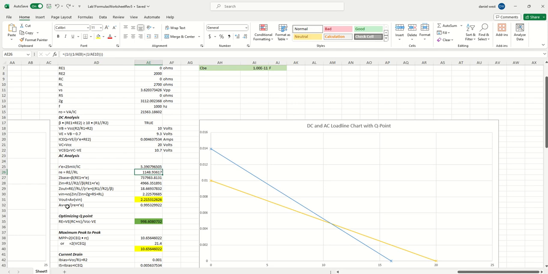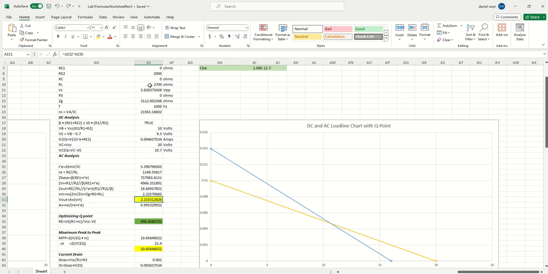And if you look at gain, gain is little re over little re plus R prime E. So when little re is a very large number, this gets much closer to 1. And then as little re decreases, R prime E is able to attenuate the gain a little bit better. Like it attenuates it more, which is going to make our output voltage decrease.